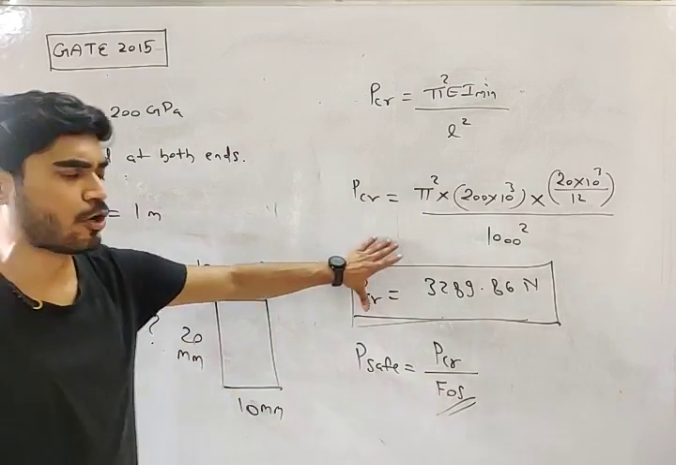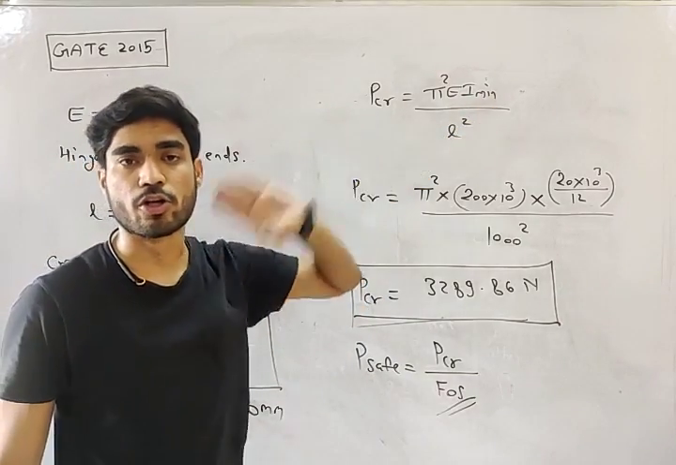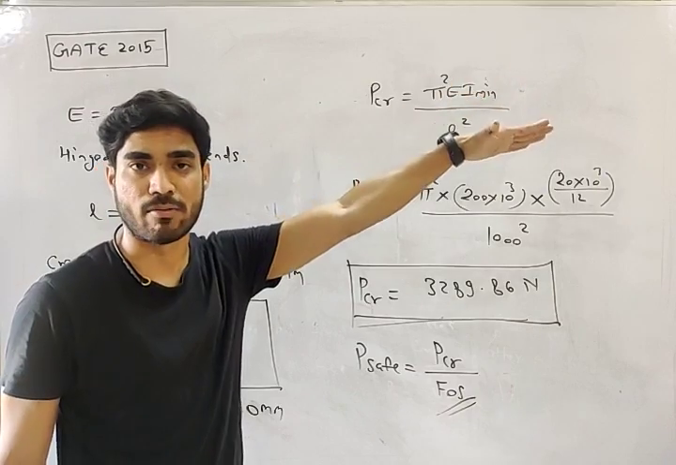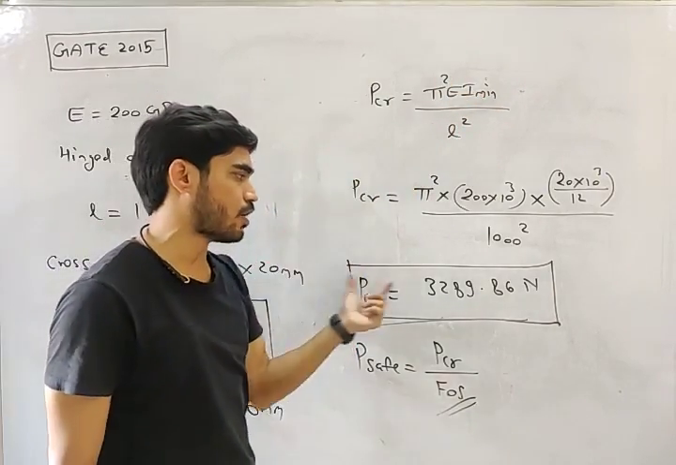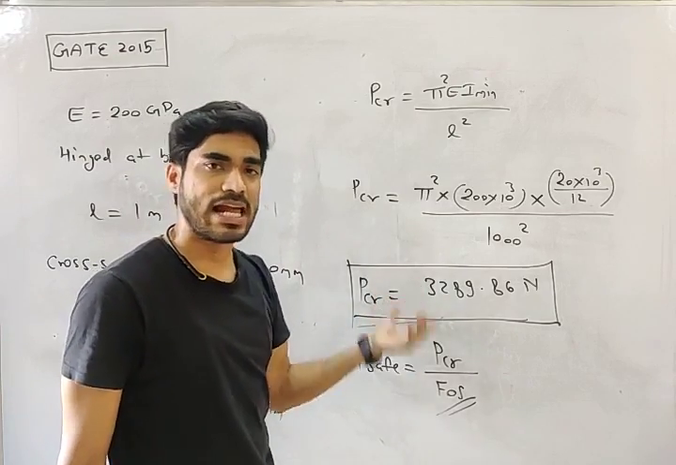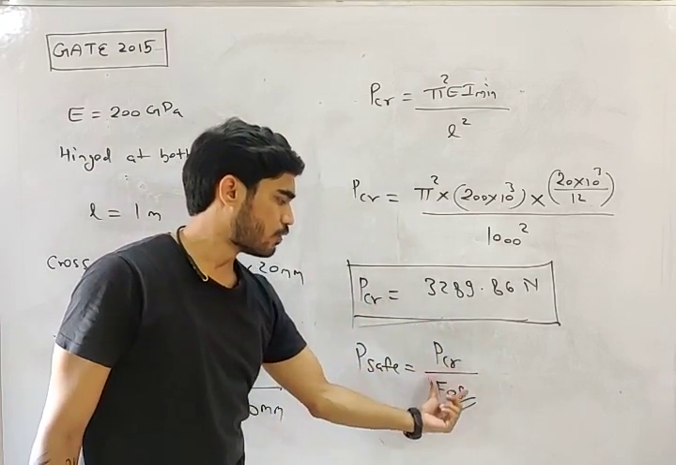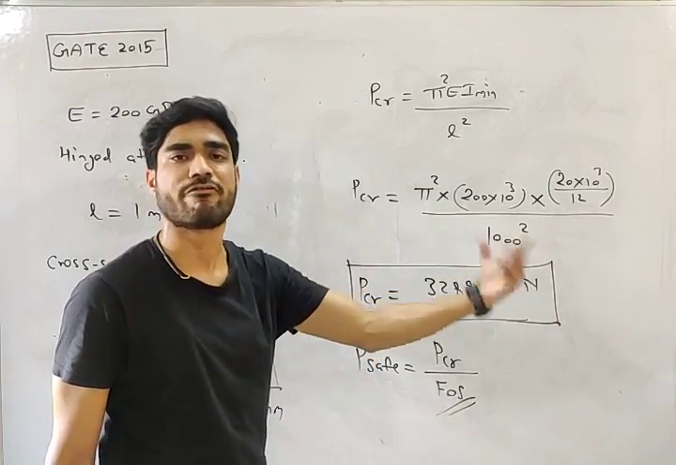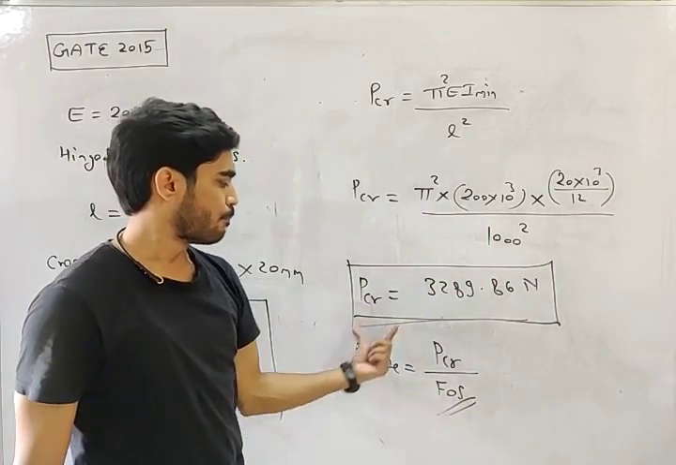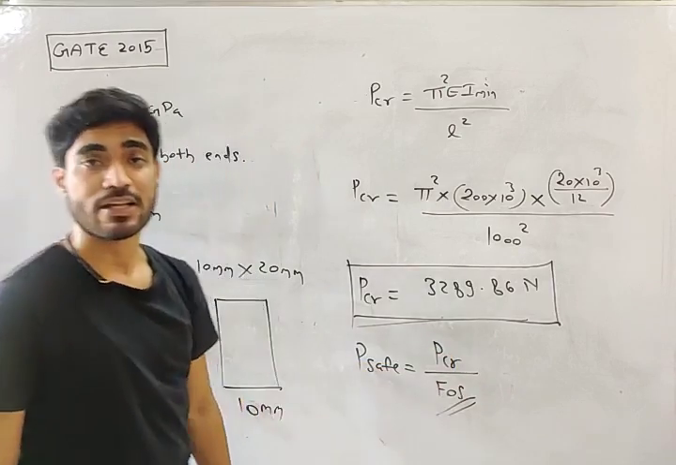This is the maximum load, but you don't apply the maximum load. You have to remain safe. So you will apply less load than maximum load. So you will divide this by some factor 1.5, 2, 2.5, 3. So P safe will be P critical by factor of safety.